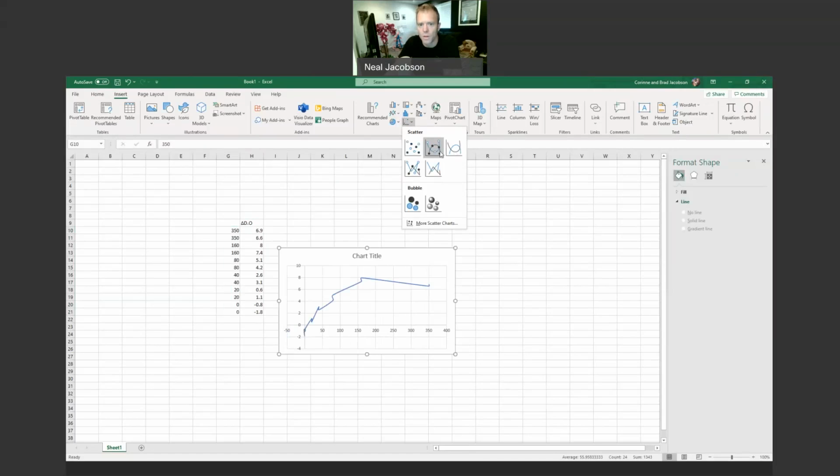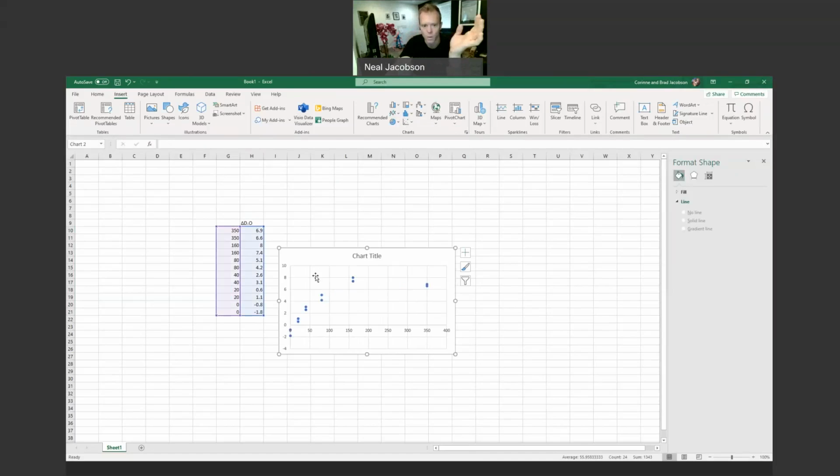Now you can do all these weird looking ones, which are kind of funky. They look gross. Let's just do this one. This one plots both measurements at each interval. So you're getting both measurements taken at the 0, both measurements taken at the 20, both measurements taken at the 40, all the way up to the top here.